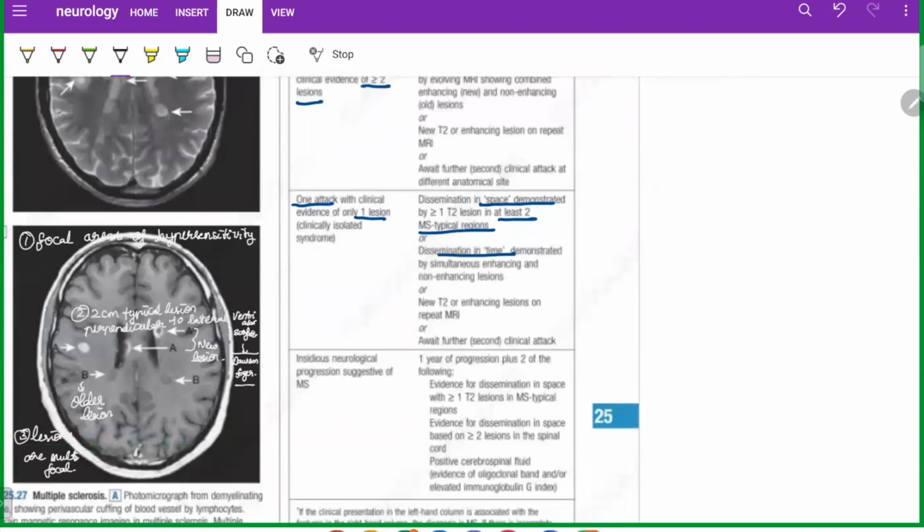The last one is when there is no attack at all. Then, with 1 year of disease progression, you keep observing, and at least 2 or 3 criteria are fulfilled in the MRI. What is that? One is dissemination in space of the brain, dissemination in space of the spinal cord, and positive CSF. If that is so, you classify it as multiple sclerosis. Now McDonald's criteria is over.